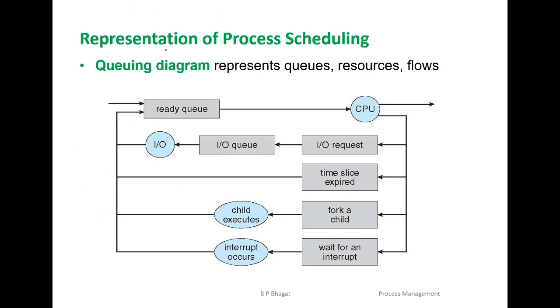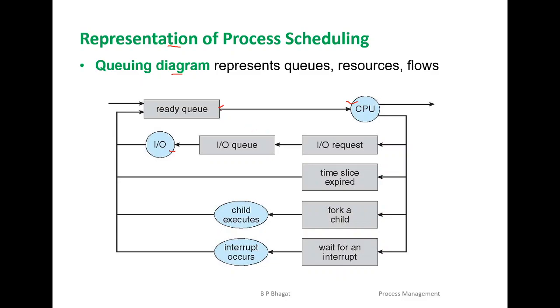So this is how the process is represented with the help of a queuing diagram. It consists of rectangles. The rectangles denote all the different queues, that is the ready queue, IO queue or the job queue. The resources are denoted by the circles, that is the IO resources, and the CPU is one of the resources which is used. Then the arrow denotes the flow of the processes.